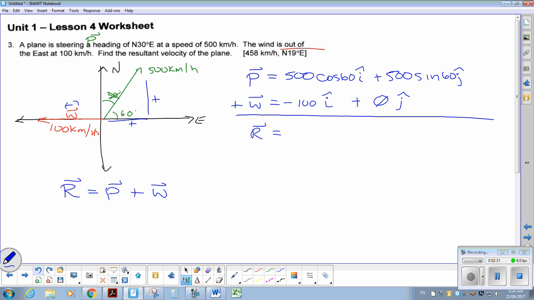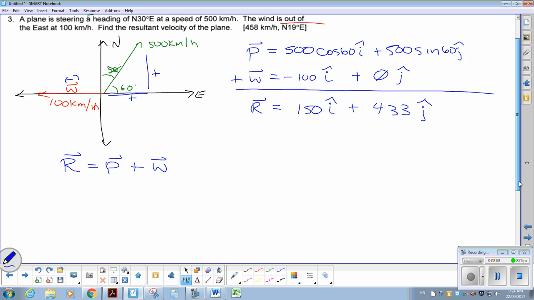Now we need to do the addition to figure out what my resultant will be. We plug it in: 500 cos 60, and then we add negative 100. So I end up with 150i plus 500 sine 60, which is 433j.